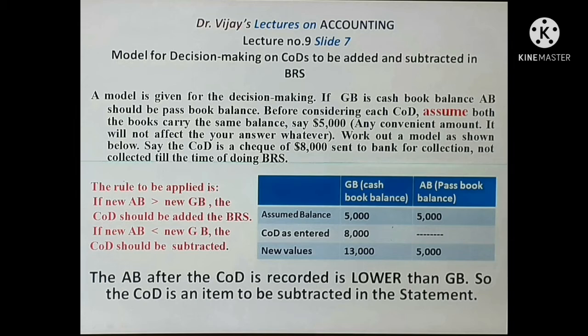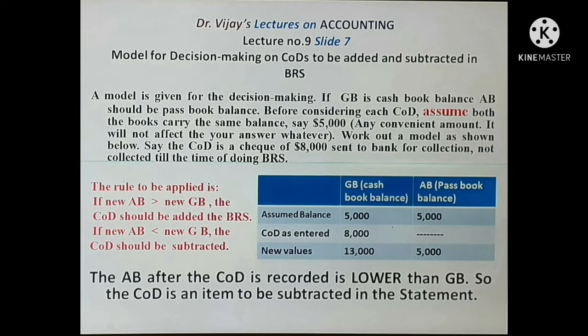Before considering each COD, assume that both the books carry the same balance and show that balance in the model, not in the statement, in the model. This assumed balance can be any convenient amount. It is not going to affect our answer in the statement. So you can show any convenient amount. Look at the model shown here. Second column is given balance, cash book balance. Third column is arrived balance, passbook balance. So assumed balance 5,000 is shown in both the books.